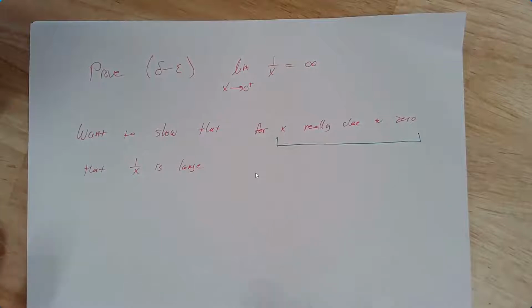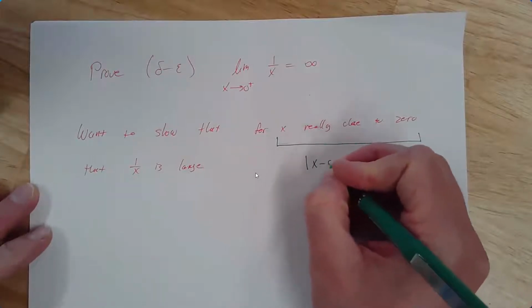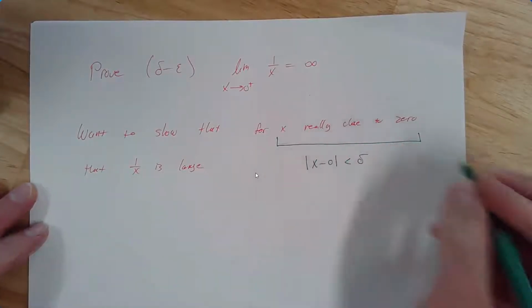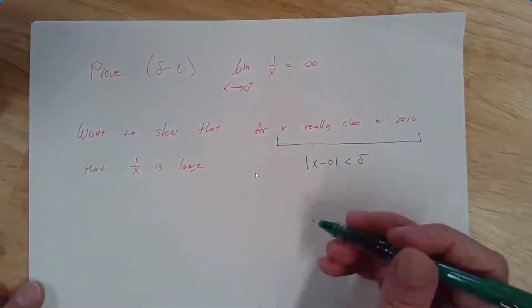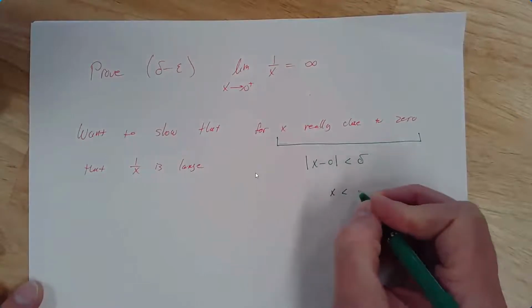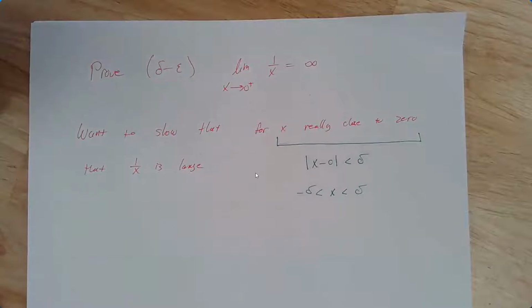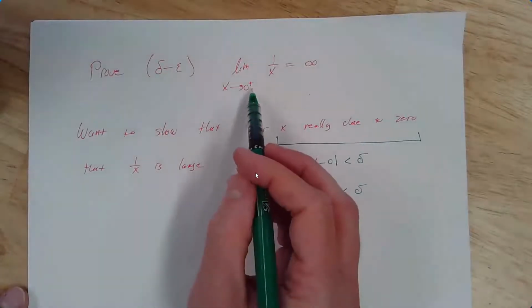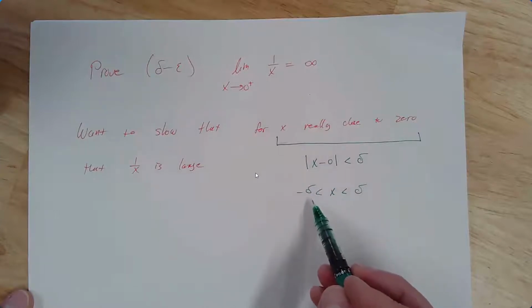Now, I feel like we have to be a little extra careful here because we're on the right side of 0. So normally we would say something like this: the absolute value of x minus 0 is less than delta. But that's really more the thing we write for a two-sided limit, right? Because this means x could be between delta and negative delta. We don't actually want that here, right? Because if we want to be approaching 0 from the right, we don't want to be slightly negative.